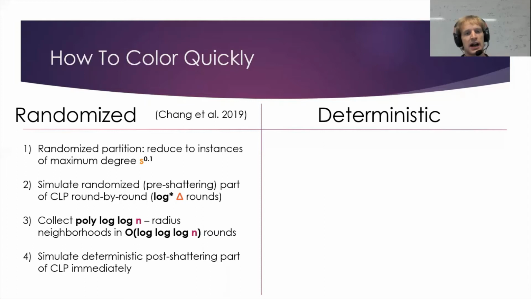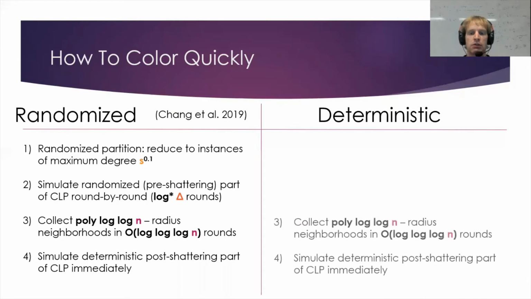Okay, so that's how the algorithm of Chang et al. worked in low space MPC. How can we make this deterministic? Well, the first observation is that the 3rd and 4th steps here are already deterministic. We don't have to do anything. Graph exponentiation is deterministic, and obviously the deterministic post-shattering part of CLP is also deterministic. So those are already done. We don't need to do anything there.